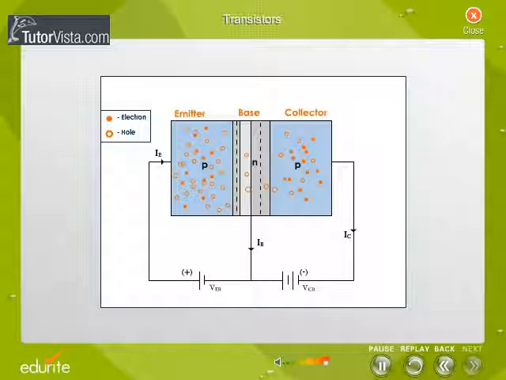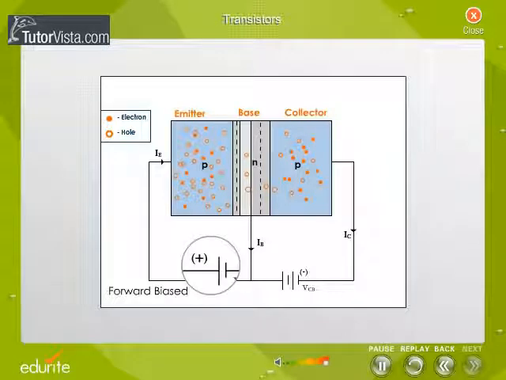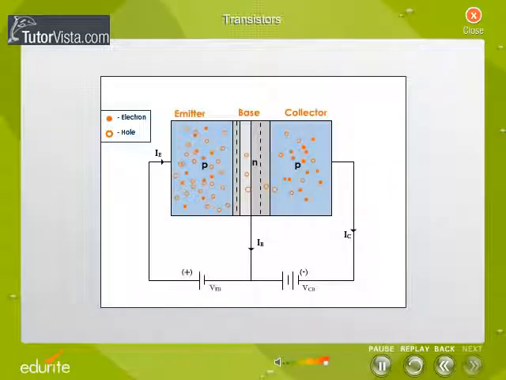Since the emitter is heavily doped relative to the base, and since the emitter-base junction is forward biased, a large number of majority carriers, holes in this case, will flow from the emitter towards the base. These constitute the current through the emitter, that is, IE.